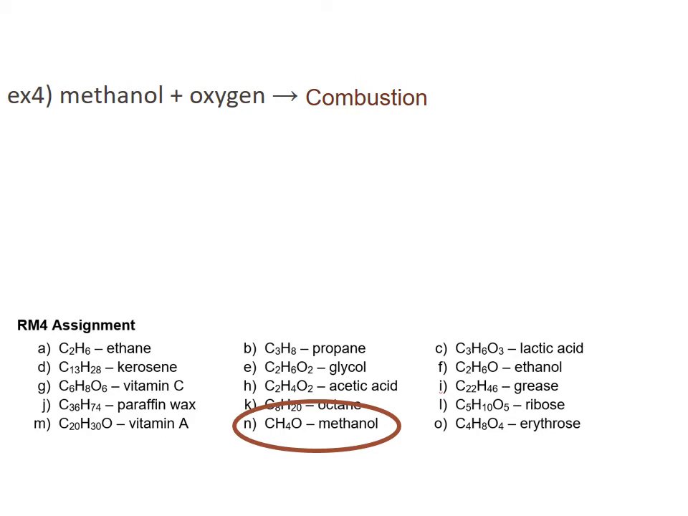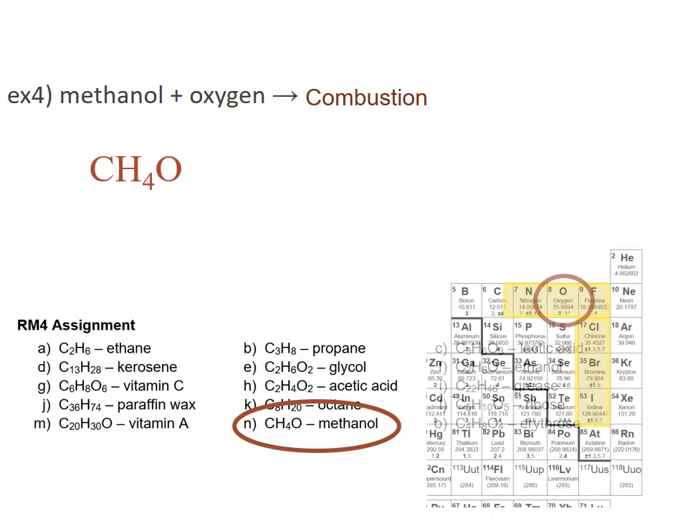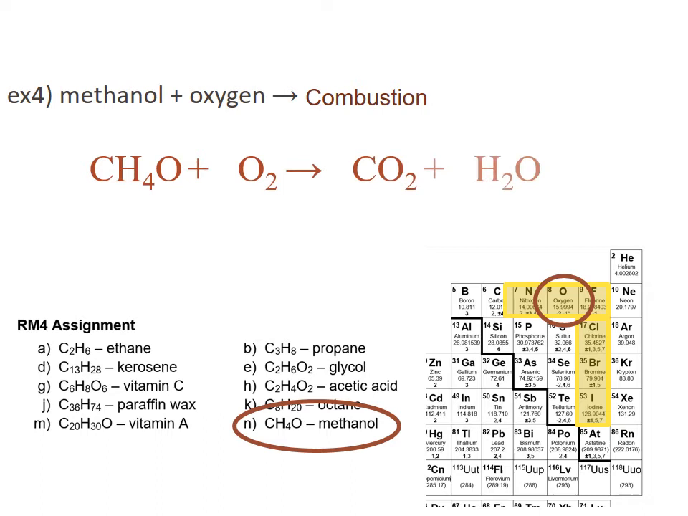Methanol is CH4O, so we will write down CH4O, and that is reacting with oxygen. When we look on our periodic table, we see that we highlighted oxygen because it is a diatomic. That means O can never be all by itself. We will have to write oxygen as O2. And being that this is a combustion reaction, it will produce carbon dioxide and water.